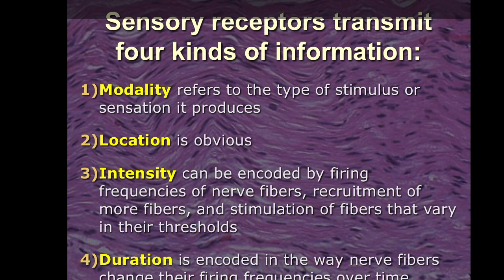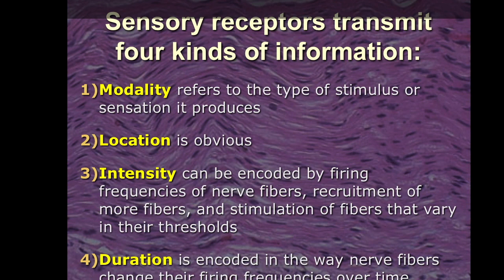Recruitment of more fibers. So we are getting more nerve fibers activated and excited so that we have more of those nerves sending information back to the brain. Okay? So a paper cut may be one neuron firing. Cutting your arm off may be hundreds of neurons firing. Okay?